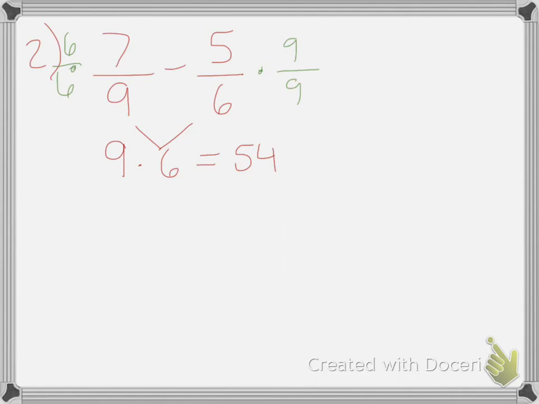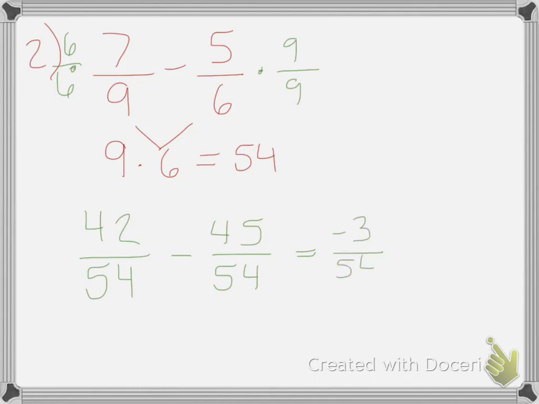And so we'd have 6 times 7, which is 42 out of 54, minus 5 times 9, which is 45 out of 54. And so we would have negative 3 out of 54. And then if we simplified that, 3 goes into both the numerator and denominator, so we'd have negative 1 out of 18. Another one that would have been a fine common denominator to use would have been 18 or 36. Both of those would have worked as well.